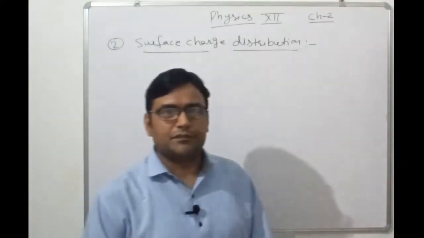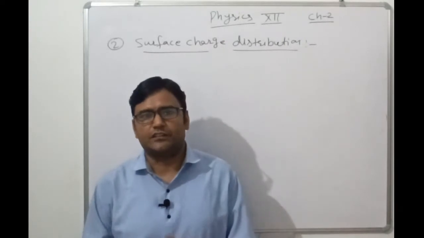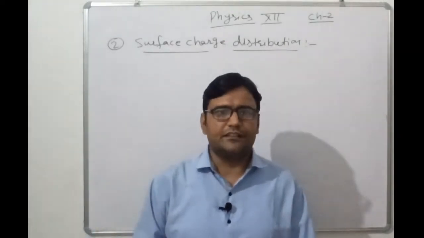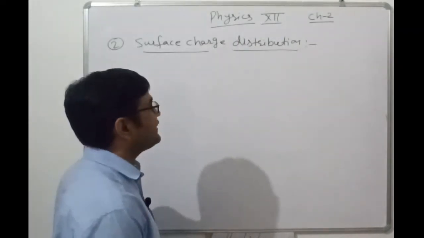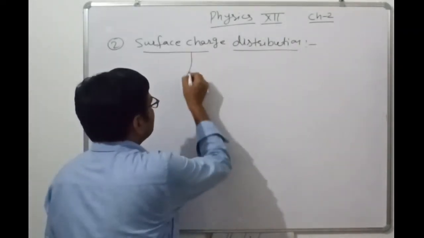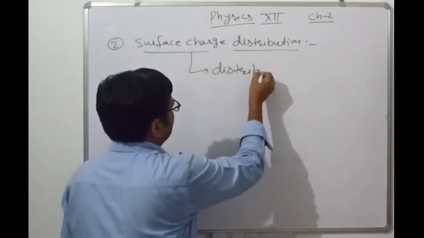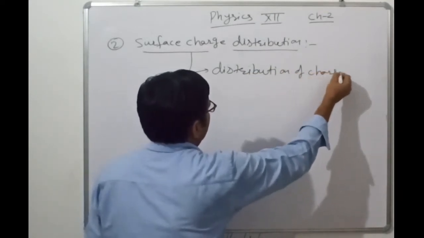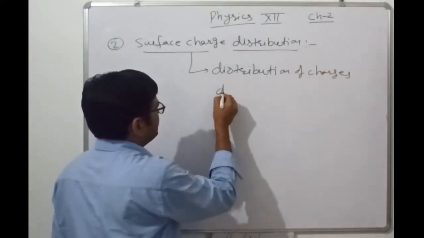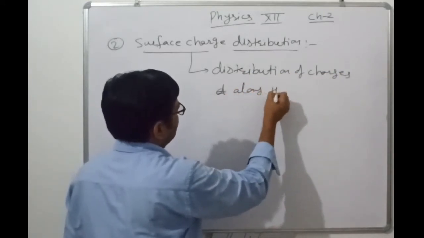Next we will discuss the surface charge distribution. It is the second type of charge distribution. Earlier we discussed linear charge distributions. Here we are considering the surface charge distribution. It means the distribution of the charges along the surface.